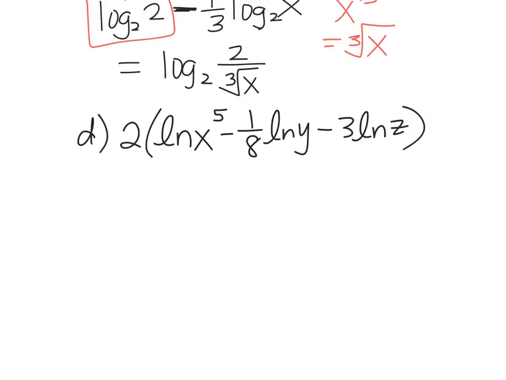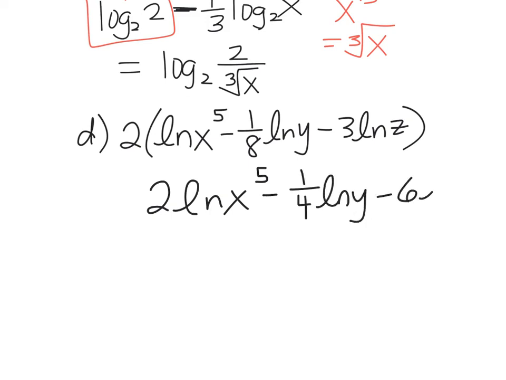Multiply by 2, everything by 2. So I have 2 natural log of x to the 5th minus 2 times 1/8 is 1/4 natural log of y minus 6 natural log of z. Okay, maybe that helps a lot. And then we're going to write all of this in one single natural log.